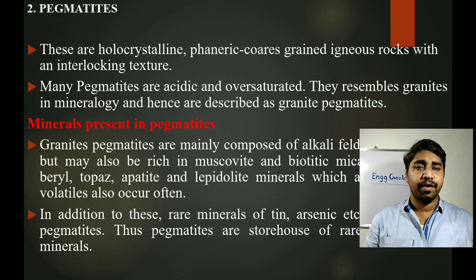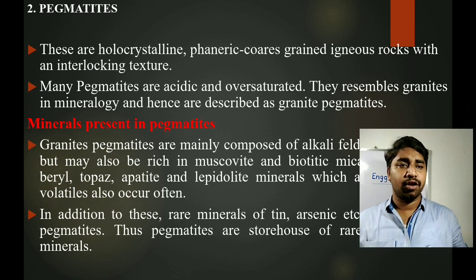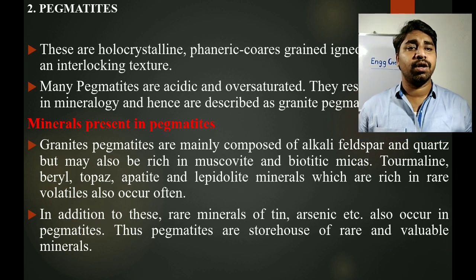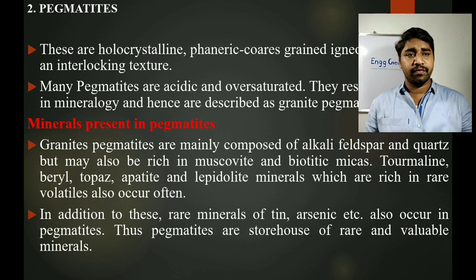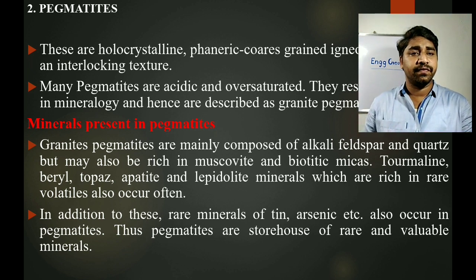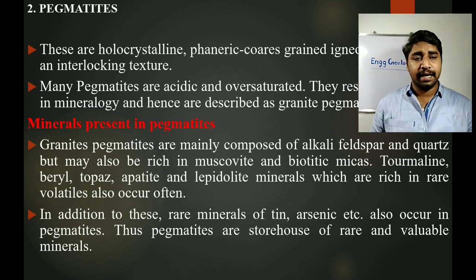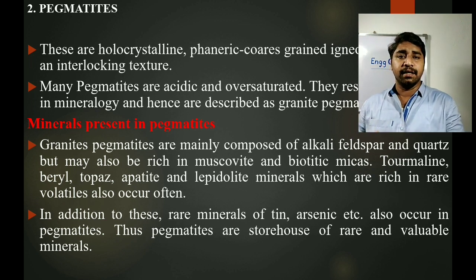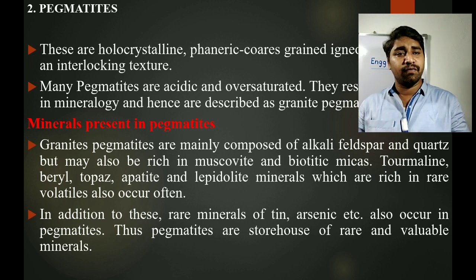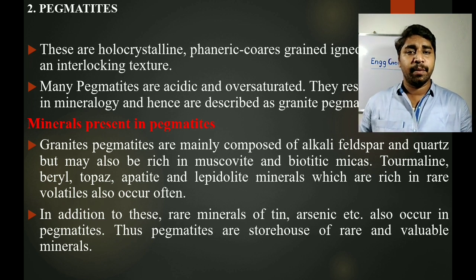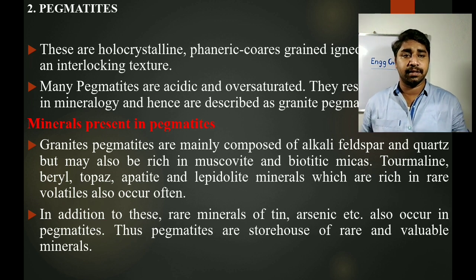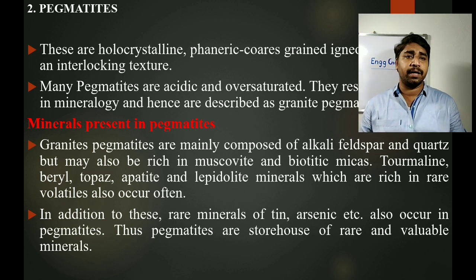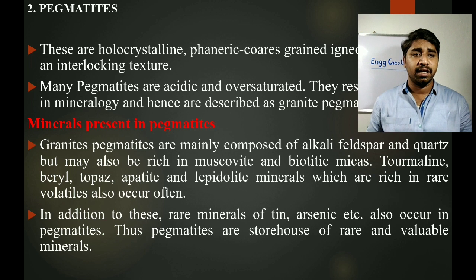So now coming to minerals present in these pegmatites. If we see the mineralogical composition, pegmatites are composed of feldspar and quartz. So whatever we said is correct. The mineralogical composition wise, they are similar to the granites. The granites are also composed of feldspar and quartz. Similarly here also the pegmatites or granite pegmatites are mainly composed of alkali feldspar and quartz. They may also be rich in muscovite and biotite micas. So mica is also going to be present here. Muscovite mica and biotite mica both are going to be present along with this feldspar and quartz.